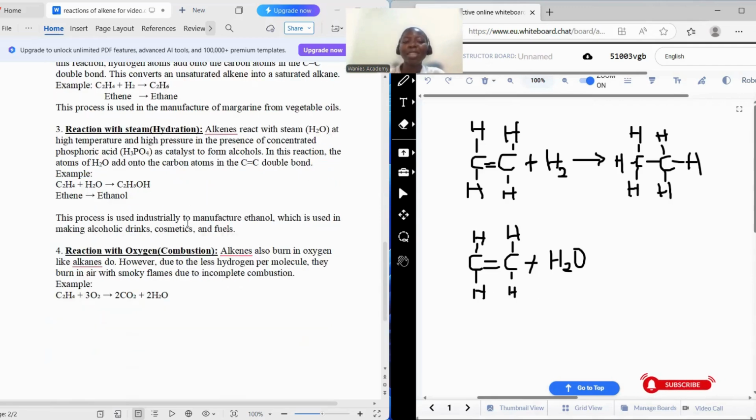The last but not the least is reaction with oxygen, which is combustion. But the difference between this and that of alkanes is that this leads to incomplete combustion. Due to the lower amount of hydrogen per molecule, alkenes burn in air with smoky flames, which leads to incomplete combustion. So we've come to the end of today's lesson.